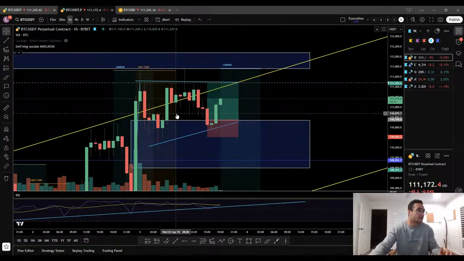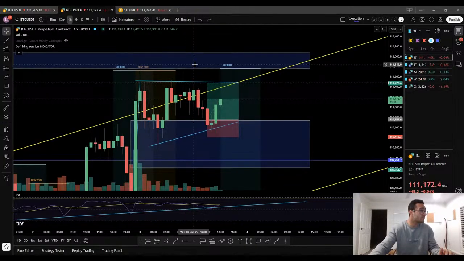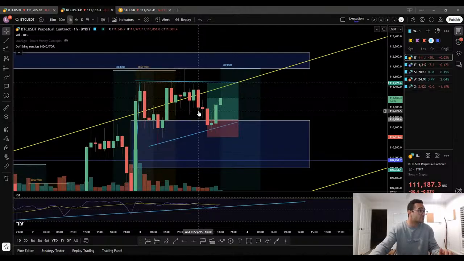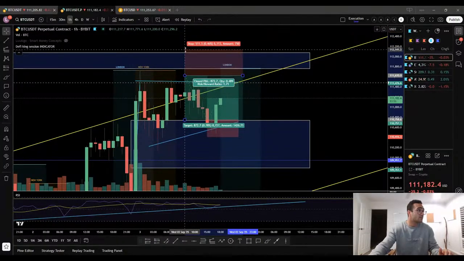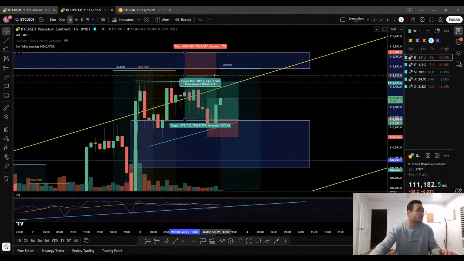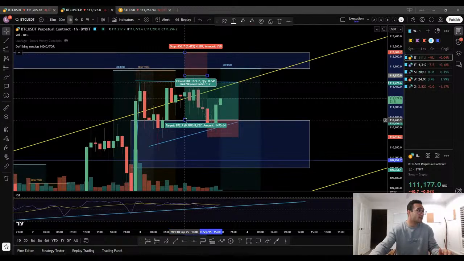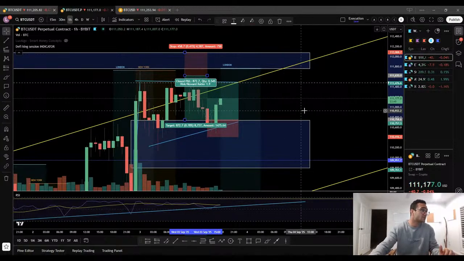Then it came back down and it tried and it wicked into the fair value gap, which is where I took a sell position and closed out around here. So this was earlier on in the day. When it tapped there, I probably got in there. That went there. And that is exactly the trade. So it was realistically just a 2-to-1.